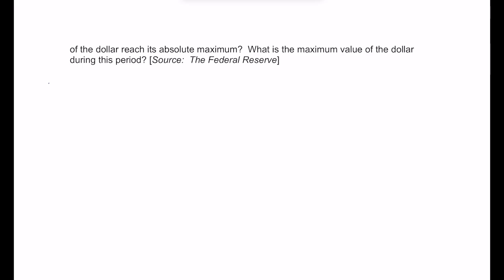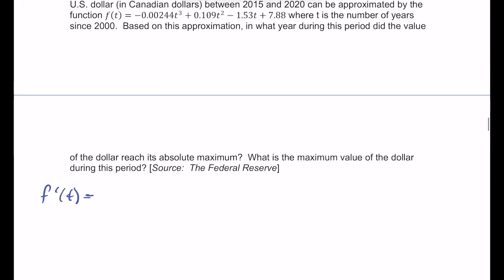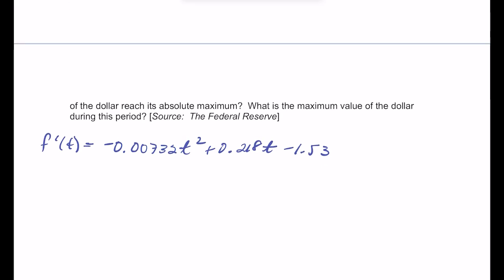So I need to find the first derivative. So to do that, I need to find f prime of t. Okay, so I'm just going to use the power rule, and you would get negative 0.00732 t squared plus 0.218 t minus 1.53. Okay, I'm going to set that equal to 0. And we're not going to factor it. Instead, we're going to use the quadratic formula.